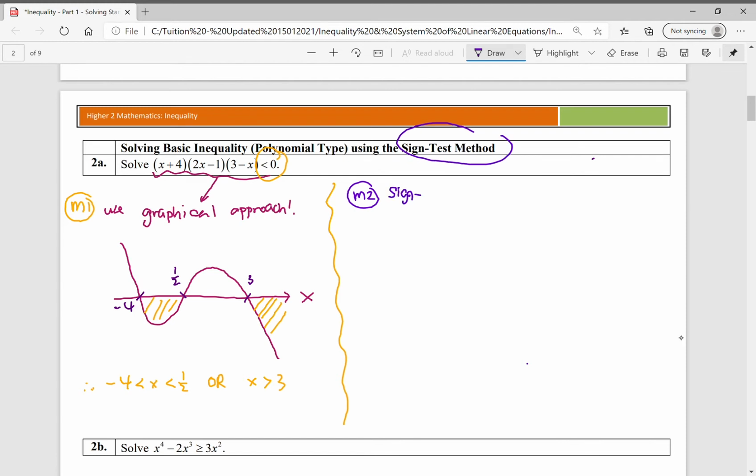Now, different schools call this method differently. During my time, we actually told students that we call it the sign testing method. Now, how does it work?